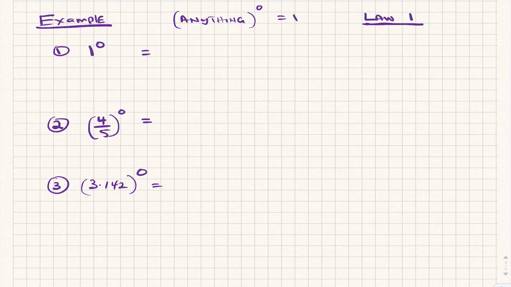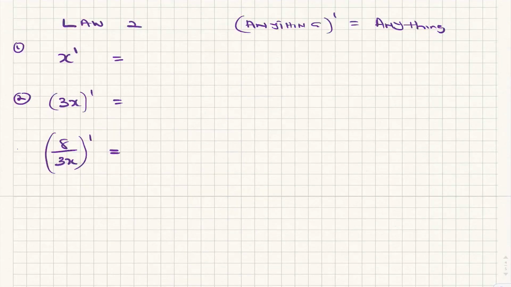Right, first example on law 1. Try and do these, see if you can do them, and then pause, do it yourself, and then check the answer after you've done it. 1 to the power of 0, well, anything to the power of 0 is 1, so that's 1. 4 over 5 to the power of 0 is 1. 3.142 to the power of 0, again, that's 1.